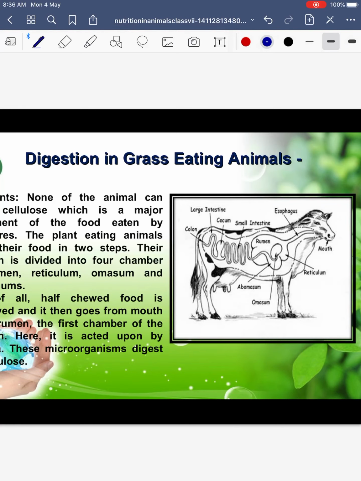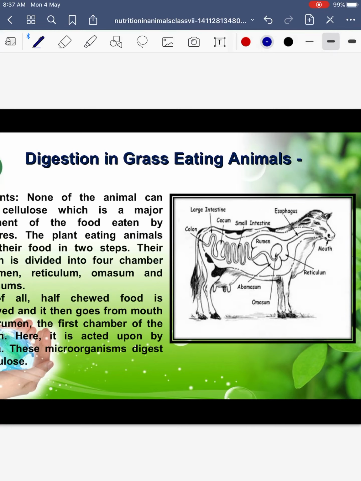Next is digestion in animals, like grass-eating animals, for example the cow. You must have seen a cow that it is always chewing something. It is not eating something, but it is always chewing. What is that? These animals are called ruminants, which are always chewing. What are they chewing? They are chewing the cud. Cud is half-digested food.